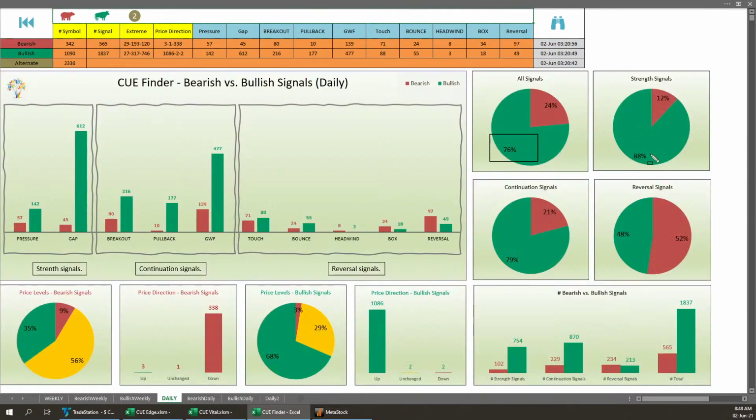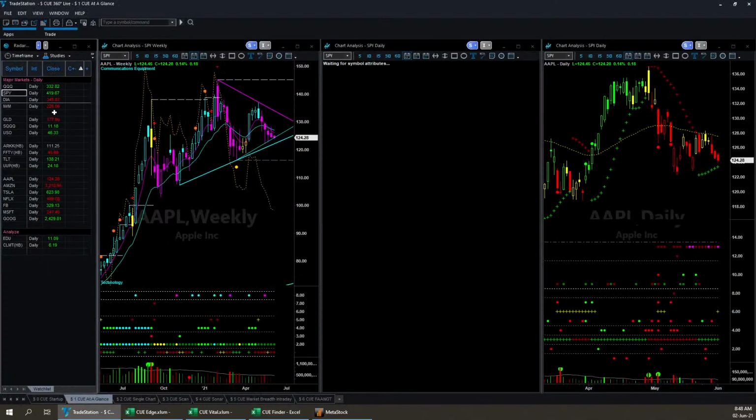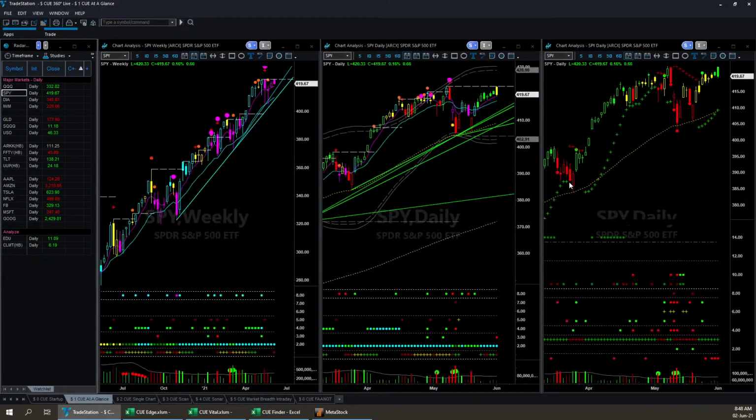And yesterday, interestingly, all signals, trend signals, continuation signals bullish, reversal signals mixed. So the market was bullish. Again, if I look at the market ETFs, let's look at them using Q Elite quickly. SPY yesterday was not a bullish day.